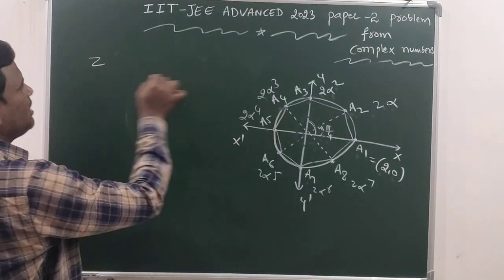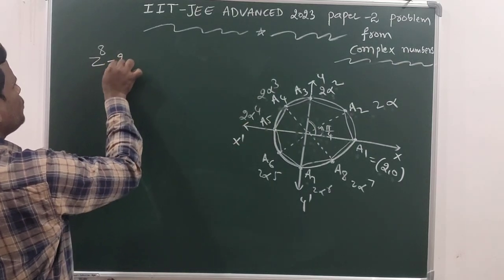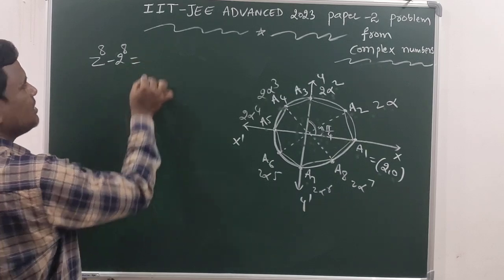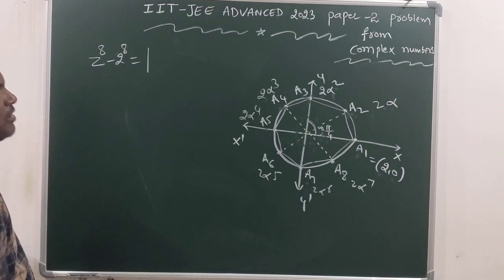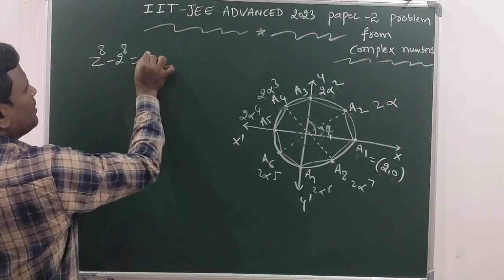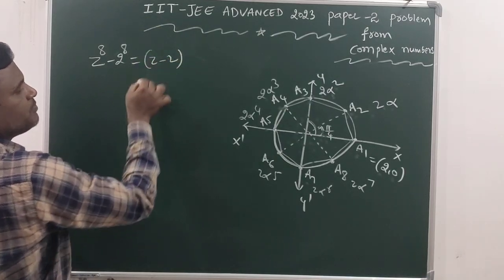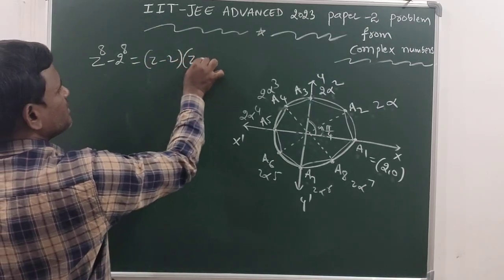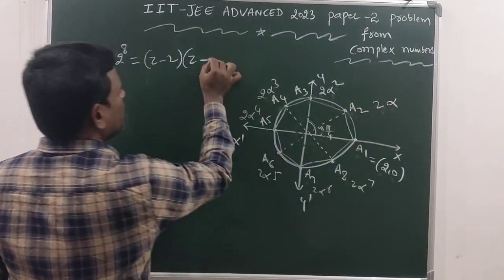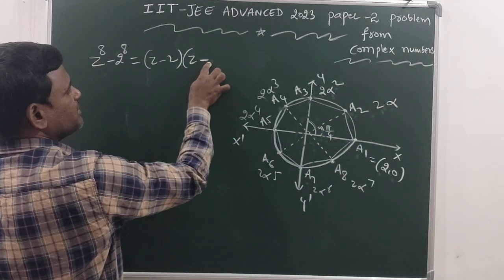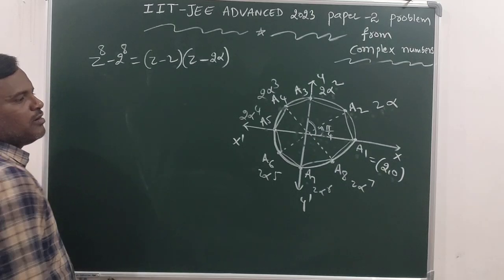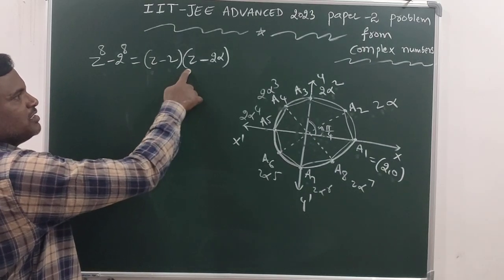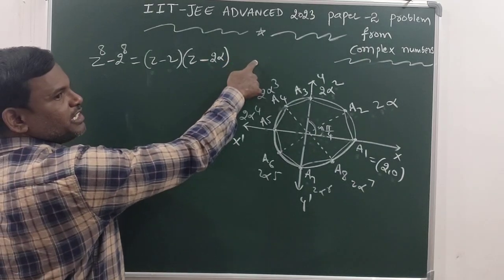Here 8 vertices are there. Z power 8 minus 2 power 8. You can write as, see, what are the roots of this? See, this can be written Z minus 2. And the second one, Z minus this 2 alpha. Actually here this is Z1, this is Z2. But Z2 is 2 alpha. Z minus A1, Z minus A2, Z minus A3.